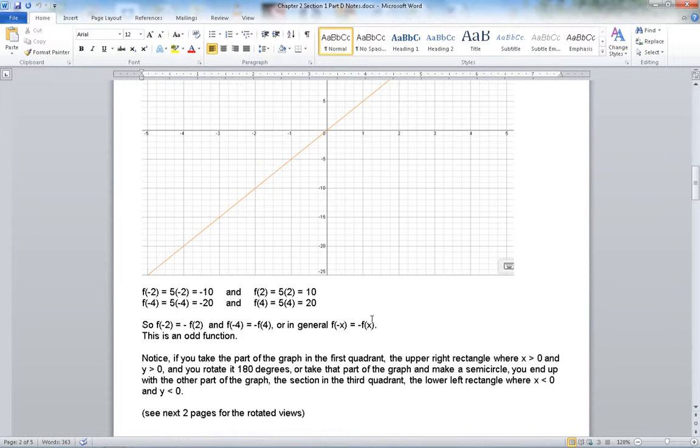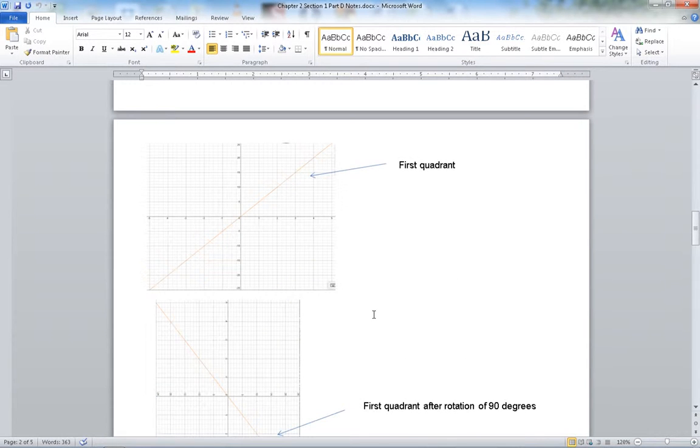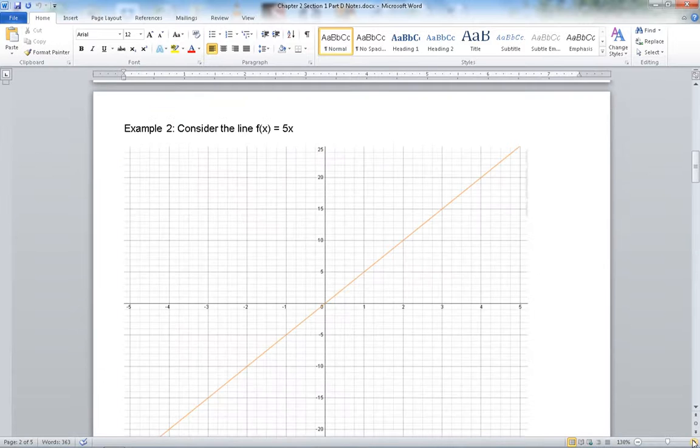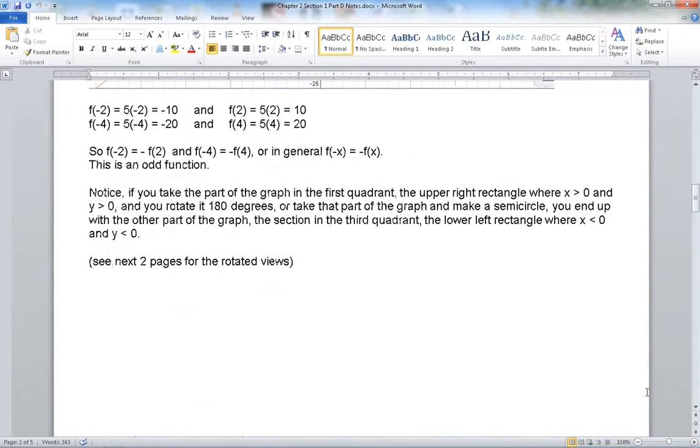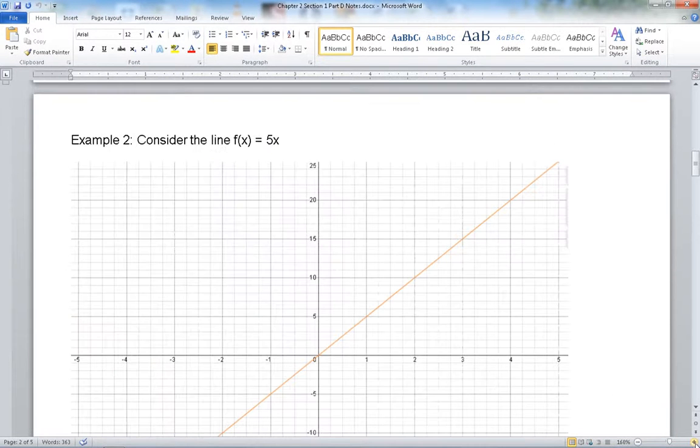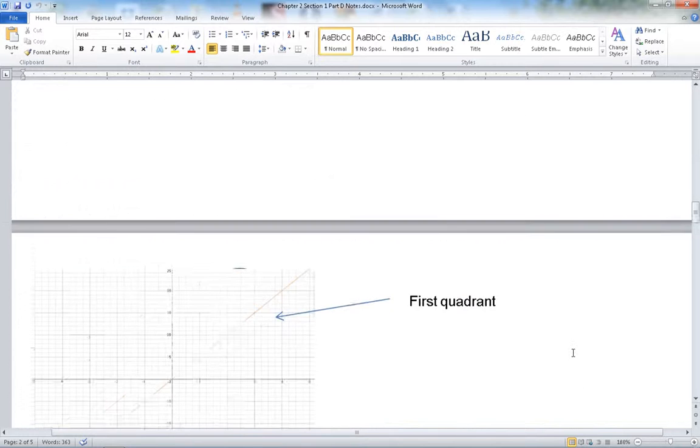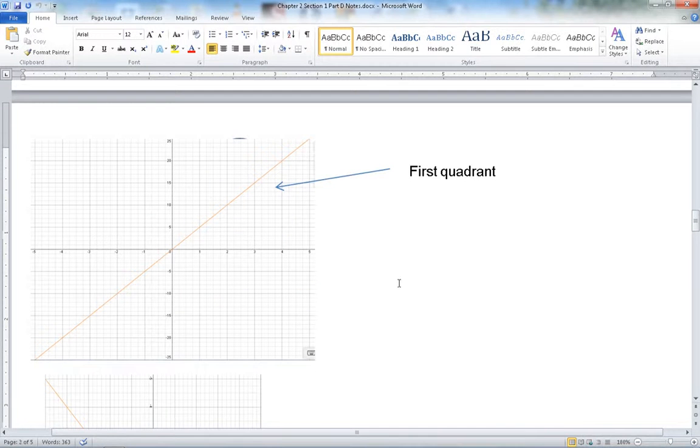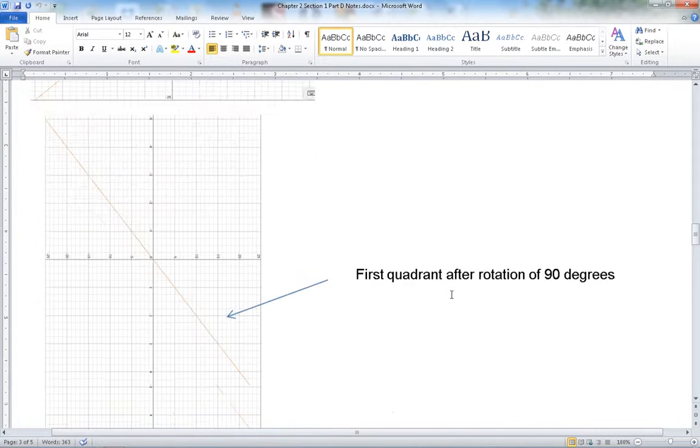So let me show you a couple of rotated views here. I'm going to increase this so we can see these. So what we're going to do is take the part in the first quadrant here and rotate it. After I rotate it just a quarter of a turn, or 90 degrees, notice the y-axis is now going side to side here, and the x-axis has been rotated here.